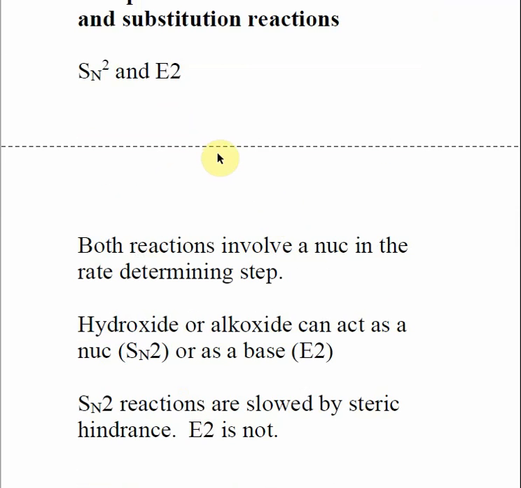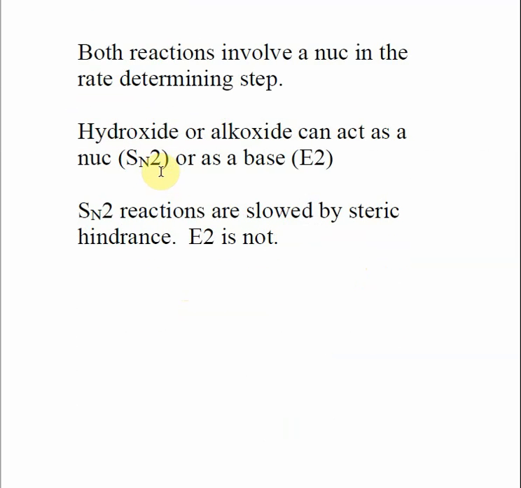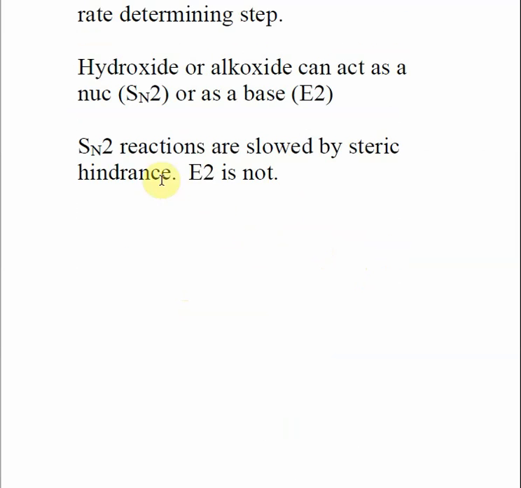Part of the reason why this is true is that in the SN2 reaction and the E2 reaction, my nucleophile slash strong base is involved in the rate determining step. That's because both of these reactions only have one step. So my nucleophile slash base is involved in the rate determining step of SN2 and E2. So that's the idea: species like hydroxide and alkoxide can act as a nucleophile in some cases and as a base in some cases. And what's going to be the difference now is that SN2 reactions are slowed by sterics. E2 reactions are not slowed by sterics.